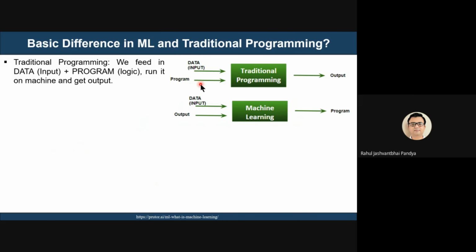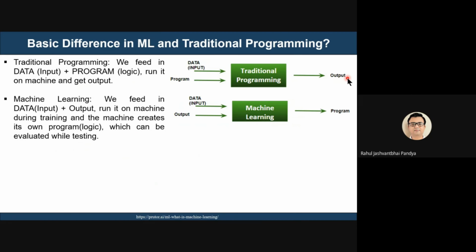So we have to write the program here. We feed the data and program and run it on a machine to get the output. Whereas in machine learning, we feed data, input, and output, right? Such as preparing for the exam. So we give a mind a question and the answer, a question and the answer, a question and the answer. So like our mind would prepare for it, right? So we do not write or give the program as an input to the machine. That's the major advantage of machine learning. Complex programming would be taken care of by the machine itself, right?